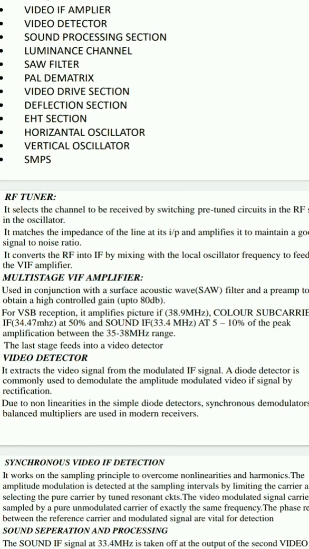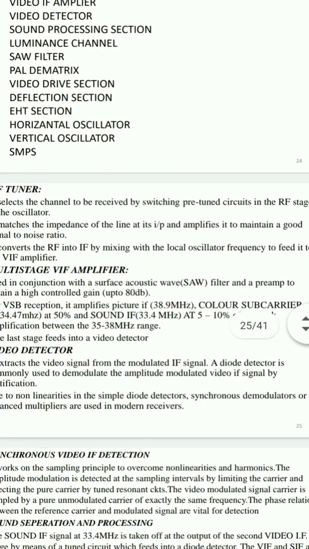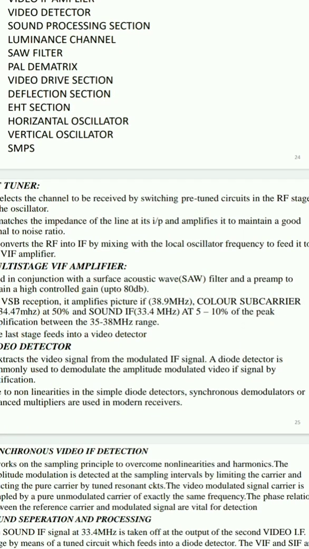It will select the channel to be received by switching the pre-tuned circuit in the RF stage and the oscillator, and it will match the impedance of the line at its input and amplify it to maintain a good signal to noise ratio. So here it will give higher noise immunity. It converts radio frequency into an intermediate frequency by mixing with the local oscillator frequency to feed into a VIF amplifier.